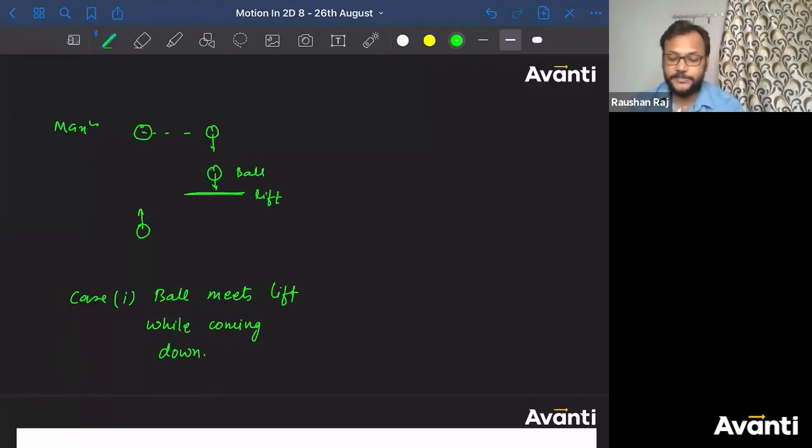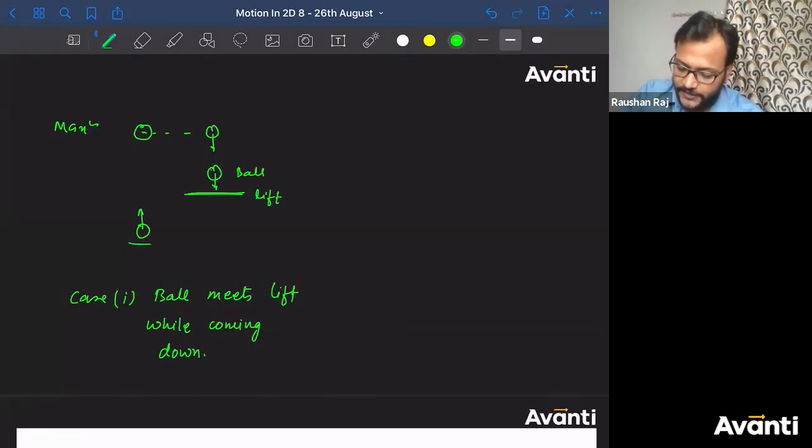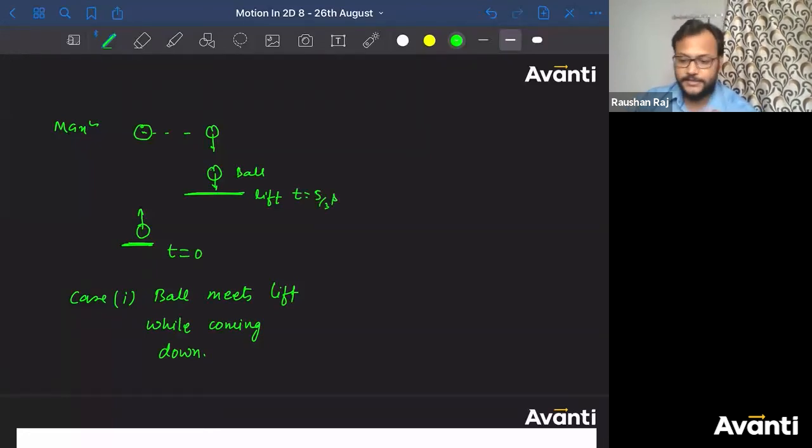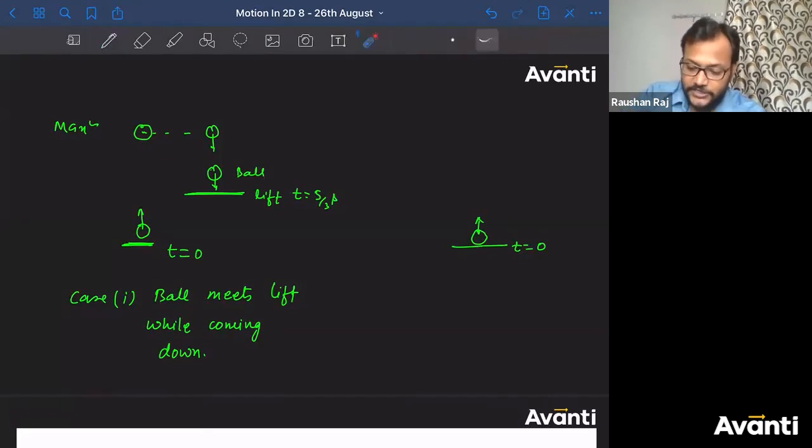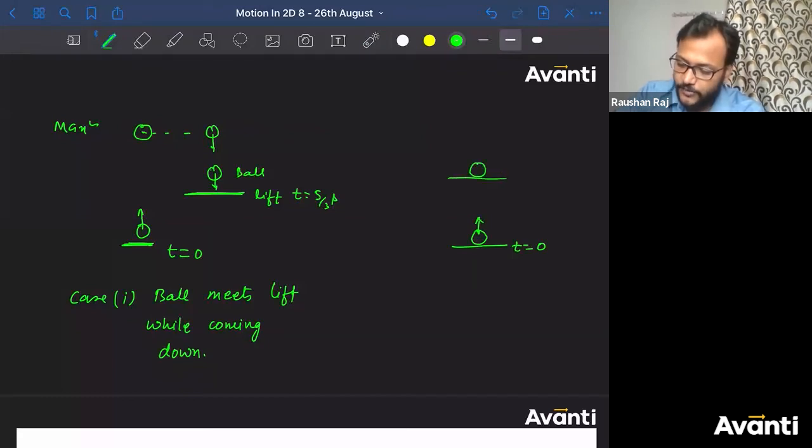What is the second condition? The second condition is this was the lift here at t is equal to 0, and this is t is equal to 5 by 3 seconds, which we have figured out. The second case is that this is the lift, this is the ball, you have projected at t is equal to 0, and now, before reaching the maximum height, the lift is going to touch the ball from the backside. So this is case 2.